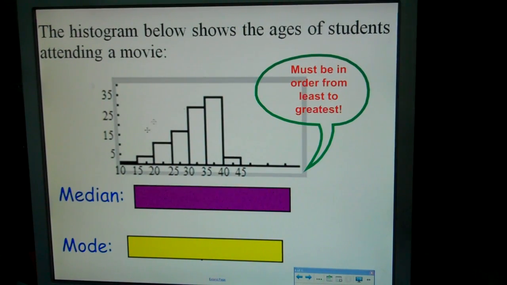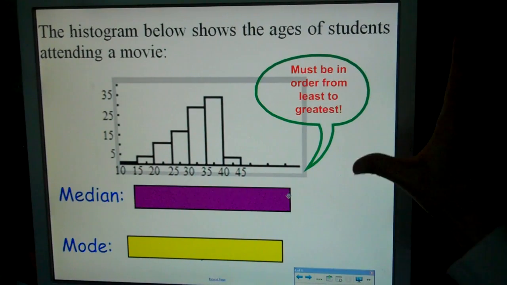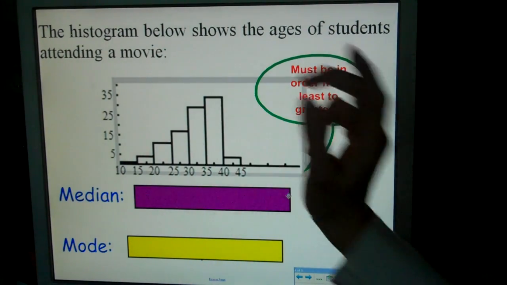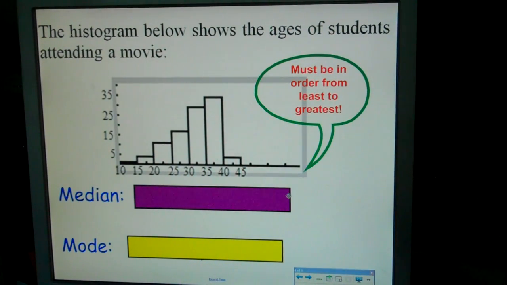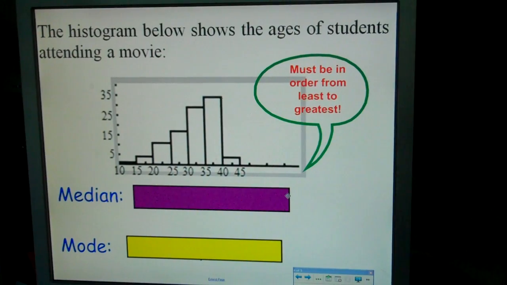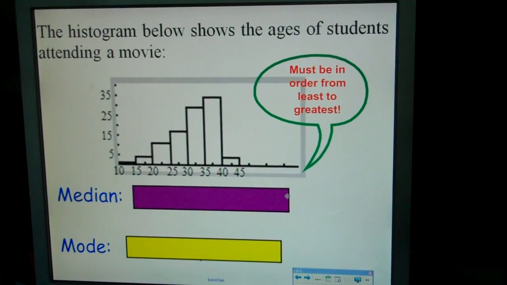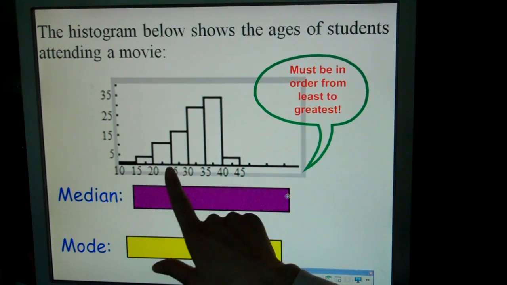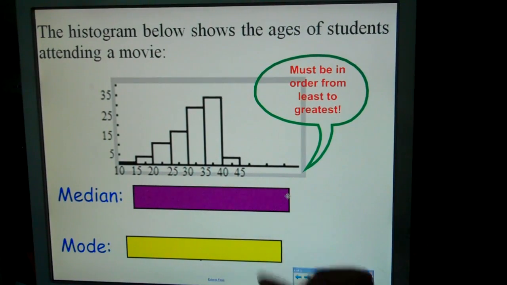Now, this one is a histogram. So it's just a different type of data table. Below shows the ages of students attending a movie. So first of all, let's just look at this graph and interpret it. Let me make sure you can see that. Yes, you can. Okay. So we have 10, 15, 20, 25, 30, 35, 40, and 45.